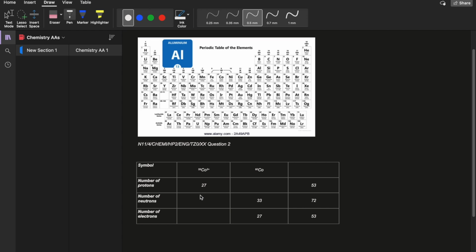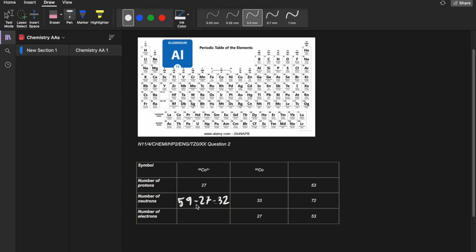Now to find the number of neutrons, all we have to do is subtract the atomic mass, which is right here, the 59, minus the number of protons, which is 27. So 59 minus 27 would be equal to 32. So that would be the first box right here.